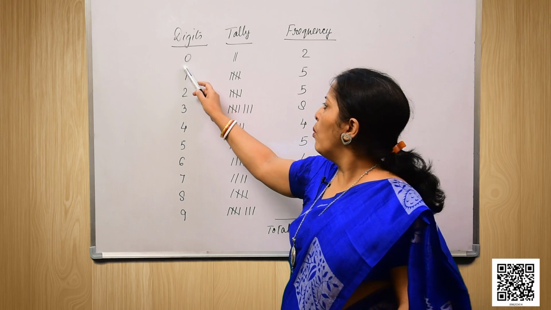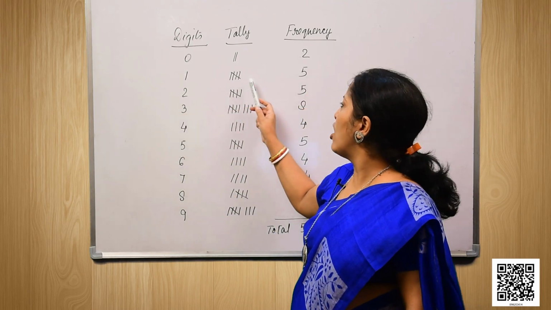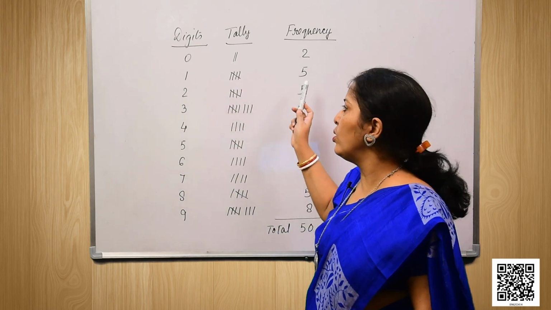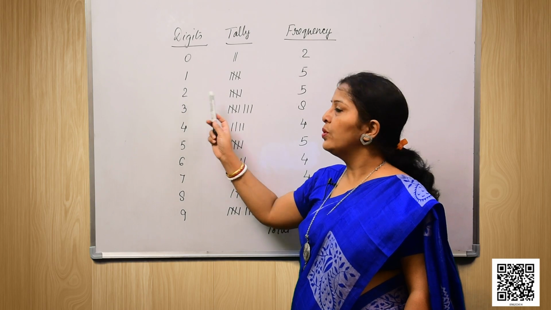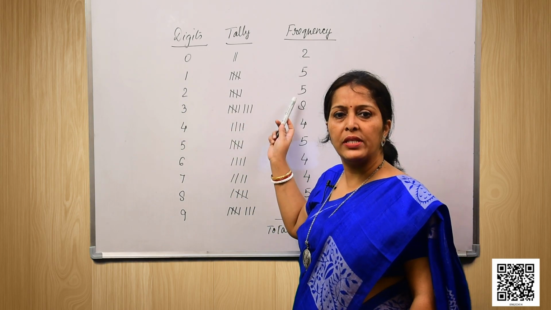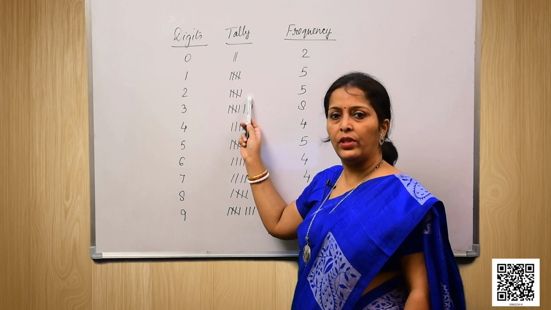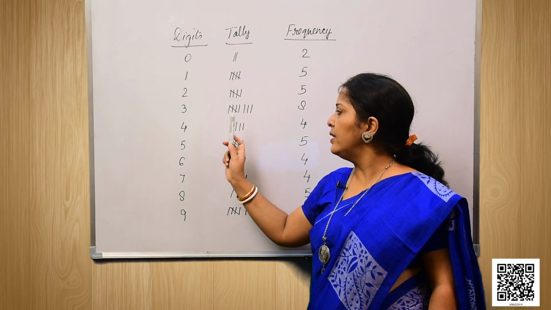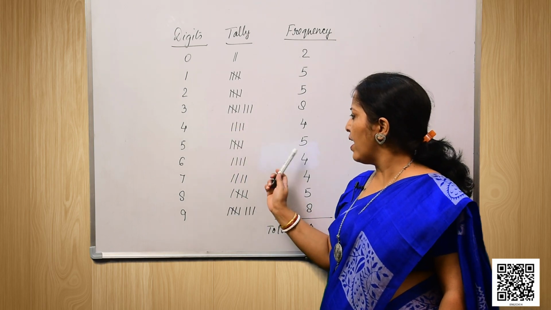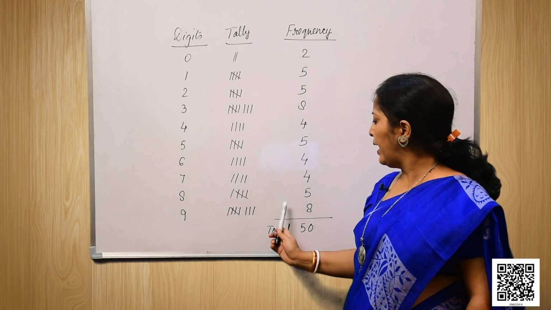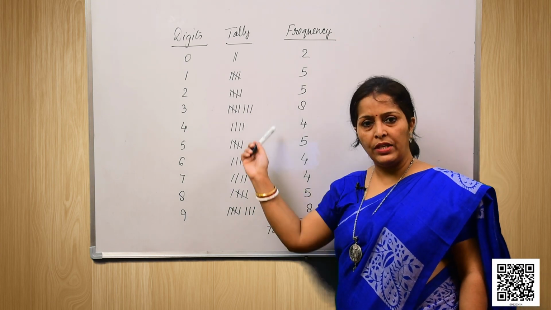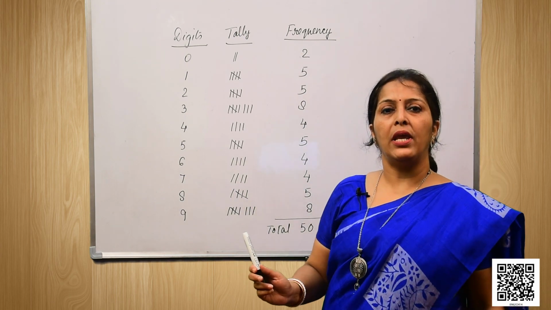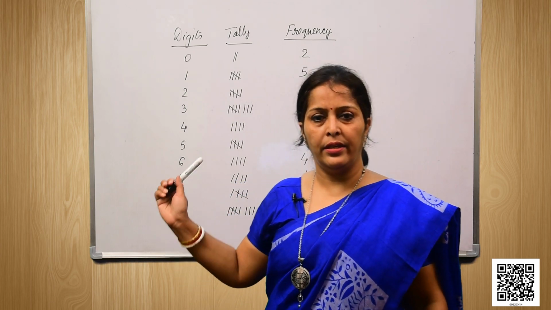Then digit 1 is occurring only 5 times, so the tally is 5 and the frequency is also 5. Similarly 2 is also occurring 5 times, so the frequency will be 5 and this is the tally for that. Then 3 is occurring 8 times, so this will be the tally. Similarly for 4, then 5, 6, 7, 8 and 9, and we will always check that the total is 50. So the first bit says make a frequency distribution table and here it is.